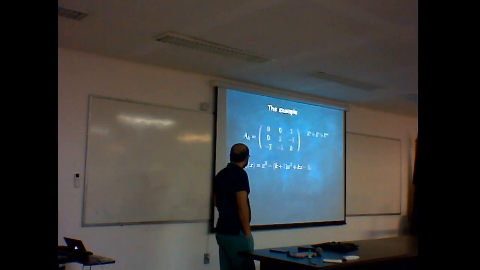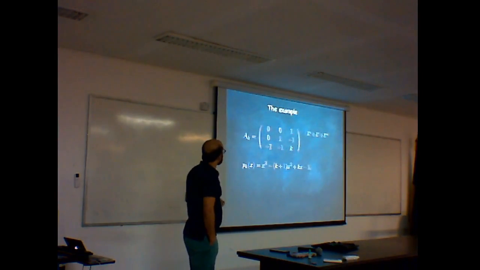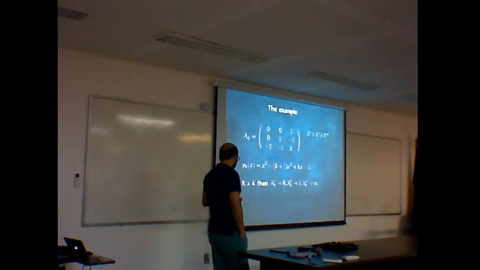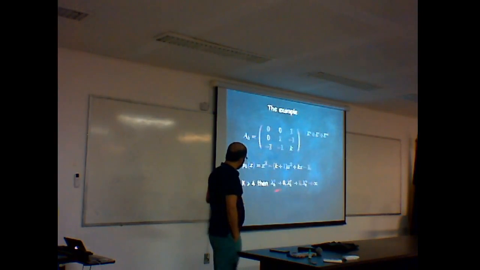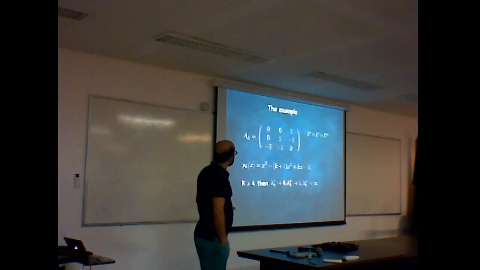The characteristic polynomial of this matrix is this guy, and what is important is that there is a lemma that if k is larger than 4, the three eigenvalues of this matrix respectively go to 0, 1, and infinity. So this is a partially hyperbolic guy. All of them are partially hyperbolic, and when k goes to infinity, we have this good behavior.